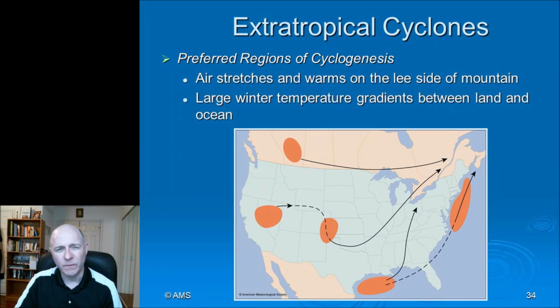And these are the two main reasons. Again, the air stretches and warms on the lee side of a mountain, and then large winter temperature gradients are found between the land and the ocean.